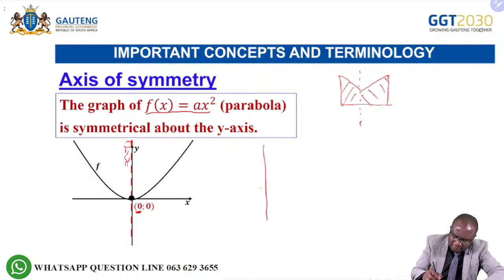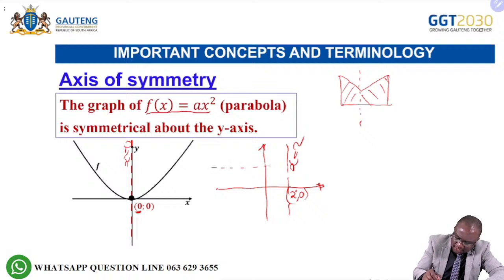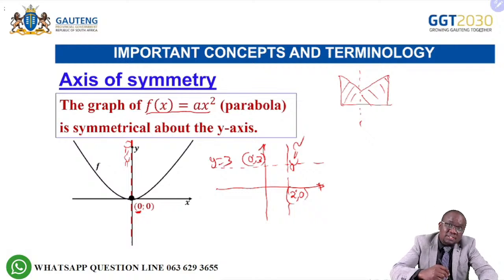Let me just give you an example, because some of you may not know this. Let's say this is a vertical line which passes through 2, 0. So the equation of this line is going to be x equals 2. That's the equation of a vertical line. For a horizontal line, let's say it passes through the point 0, 3. The equation of this line will be y equals 3. So this axis of symmetry is a vertical line which passes through 0, so it's x equals 0 for this function.